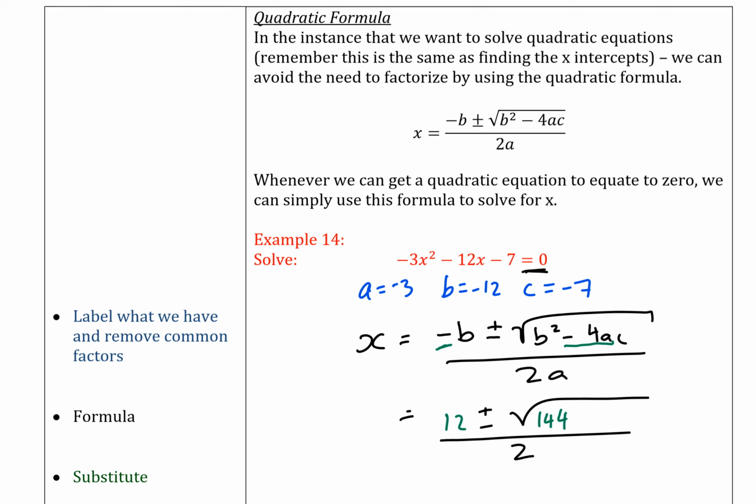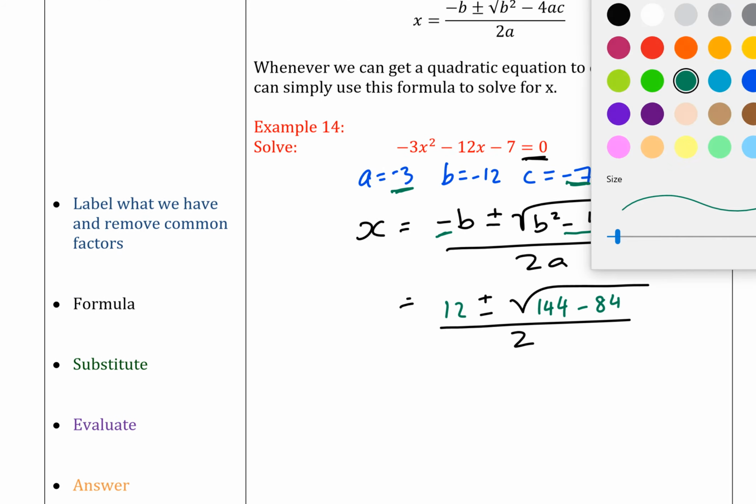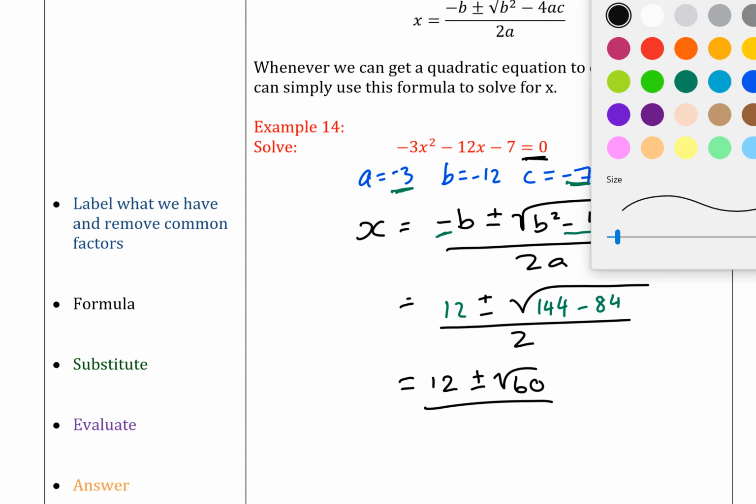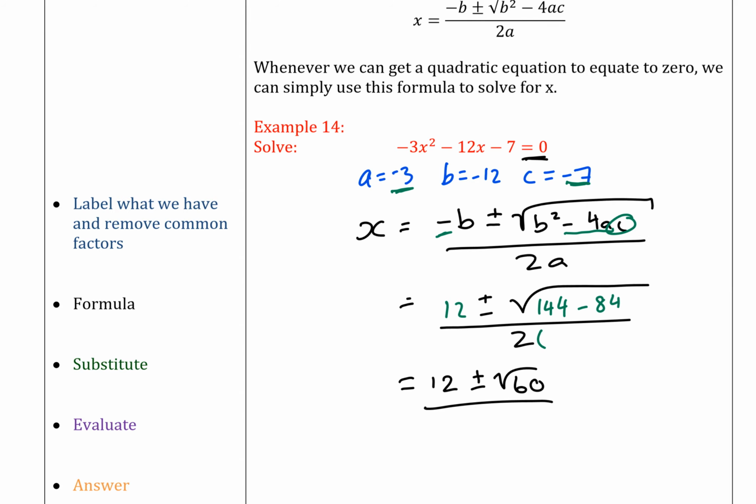Negative 4 times negative 3 is positive 12. Positive 12 times negative 7, that's that extra c, is minus 84. So when I evaluate this, I'm left with 12 plus or minus the square root of 60. Now we've got to go all over 2a. Now a in this case was -3. This will be divided by -6.